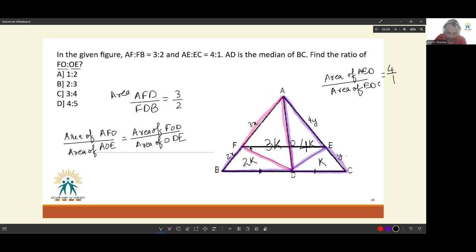For the second set of triangles, the base is FO and OE, and the altitude is the same. It is not necessarily OD, but the altitude is this. The altitude is going to be identical. So these two ratios are identical. If these two ratios are identical, by using rules of ratio manipulation, componendo and dividendo, can I say the area of AFO plus FOD?